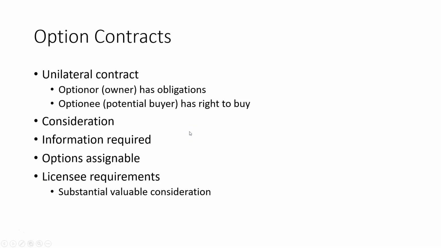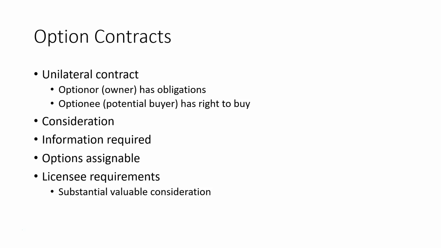We do have option contracts. This is a unilateral contract where the optionor has obligations. That is the seller of the house, but the optionee, a potential buyer, has a right to buy. If the buyer decides they want to buy, then the seller has to sell, but the optionee, the buyer, doesn't have to buy. And usually for this option, the buyer or the potential buyer will pay extra money, maybe on the lease or something like that.